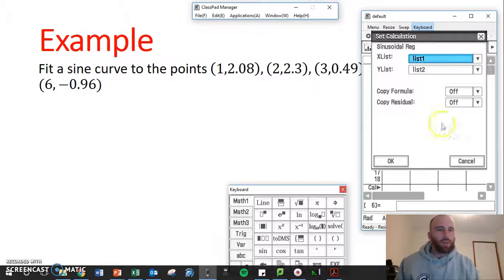Okay, so once I hit that, my x list is list 1. So that's my first list that I entered. I entered those x values. My y list is list 2.